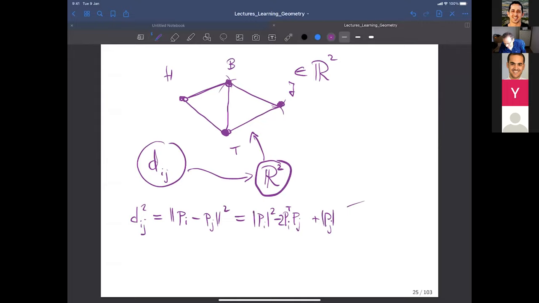So P is basically the coordinates of this point. Somebody is giving me the coordinates of Haifa and the coordinates of Beit She'an and the coordinates of Tel Aviv and the coordinates of Jerusalem.